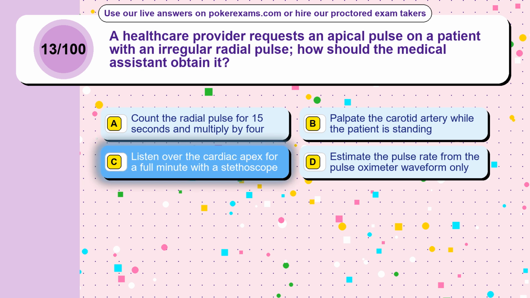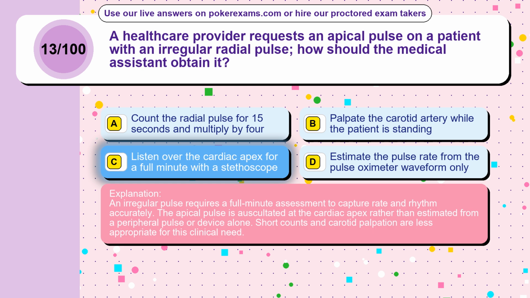The correct answer is option C. Listen over the cardiac apex for a full minute with a stethoscope. An irregular pulse requires a full minute assessment to capture rate and rhythm accurately. The apical pulse is auscultated at the cardiac apex rather than estimated from a peripheral pulse or device alone.